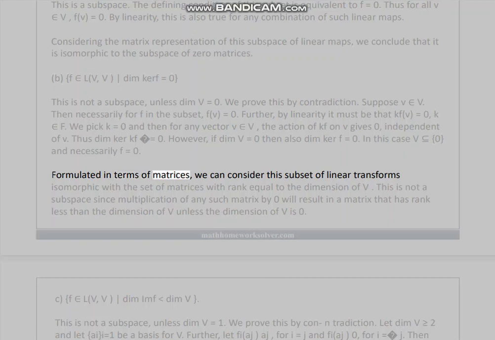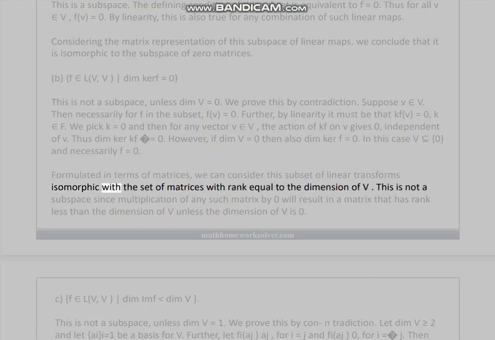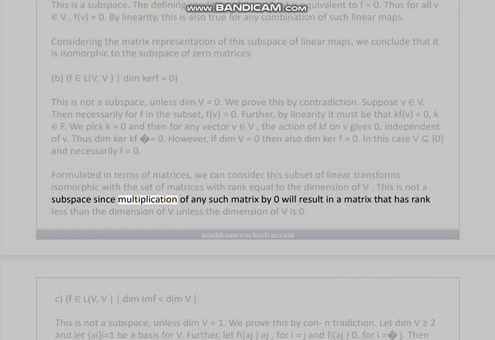Formulated in terms of matrices, we can consider this subset of linear transforms isomorphic with the set of matrices with rank equal to the dimension of V. This is not a subspace since multiplication of any such matrix by 0 will result in a matrix that has rank less than the dimension of V unless the dimension of V is 0.